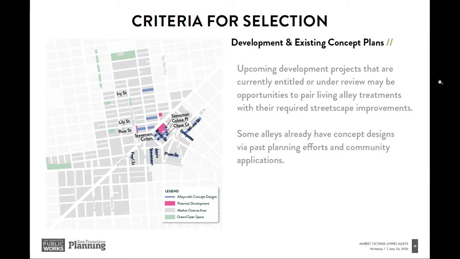In blue, you can see alleys that have had concept designs developed for them through past planning processes or community applications. Most of these alleys lie within the Market Octavia Plan Amendment, or the HUB area, which outlines streetscape improvements being funded and implemented as part of the public benefits package associated with that plan. So there may be other funding mechanisms to get some of the other alleys built, but we'll be taking that into consideration.